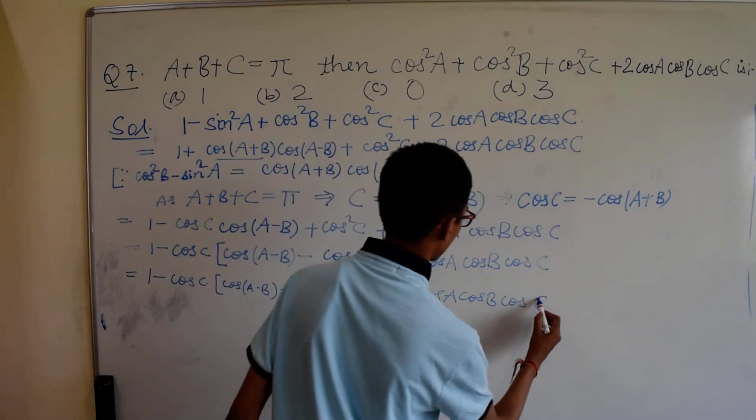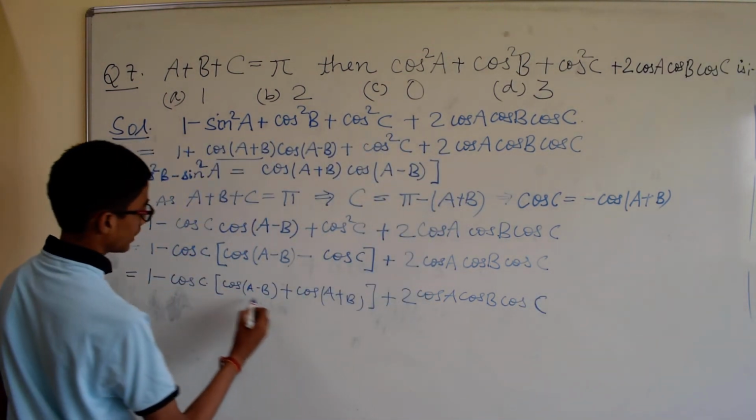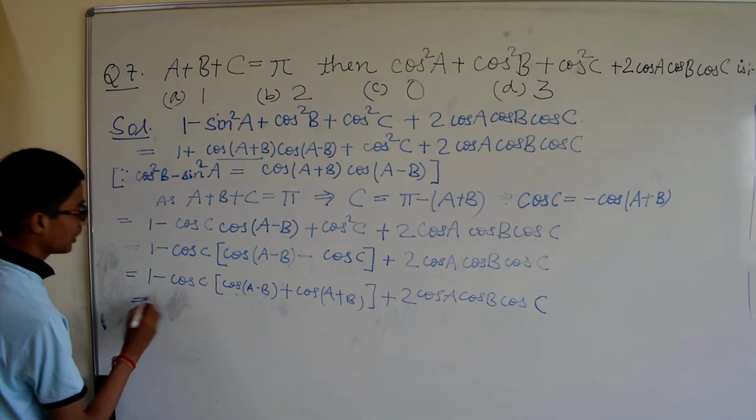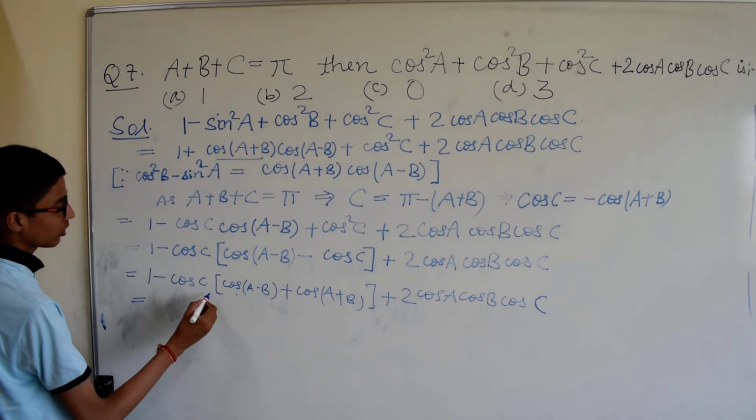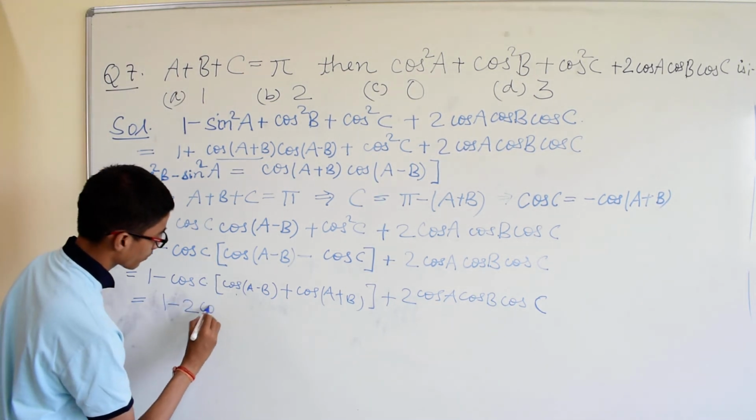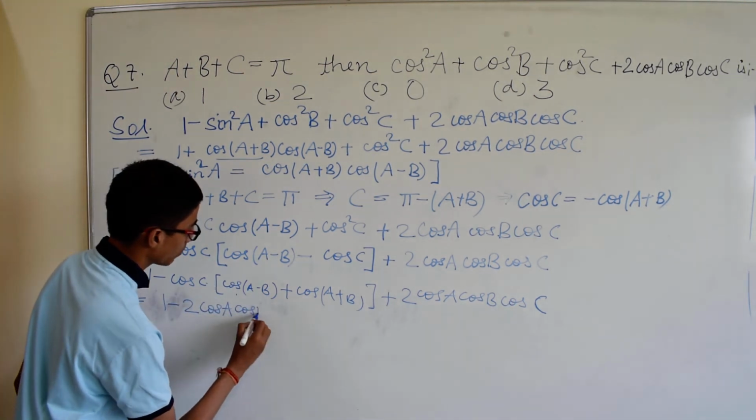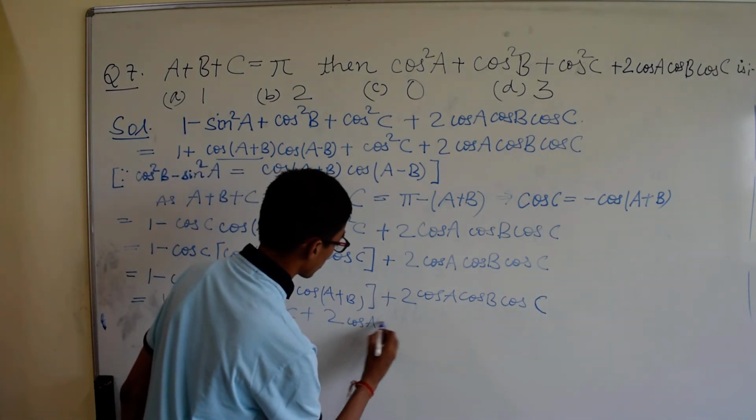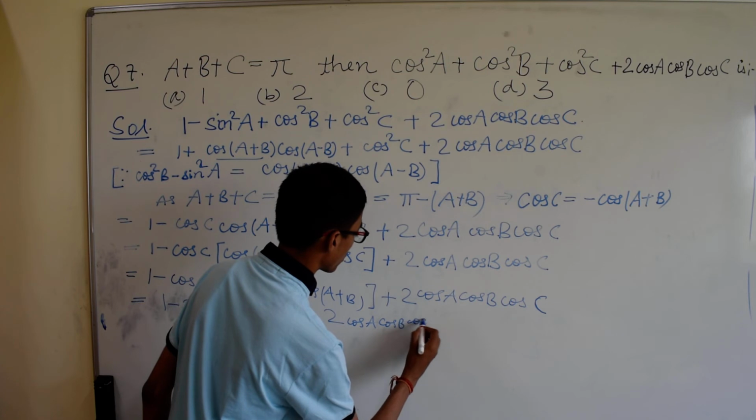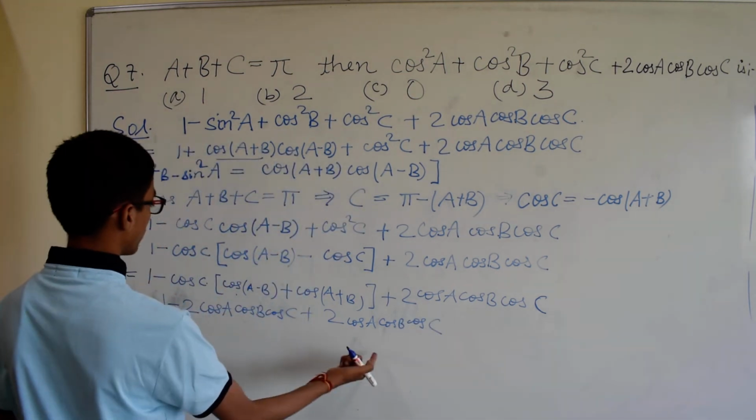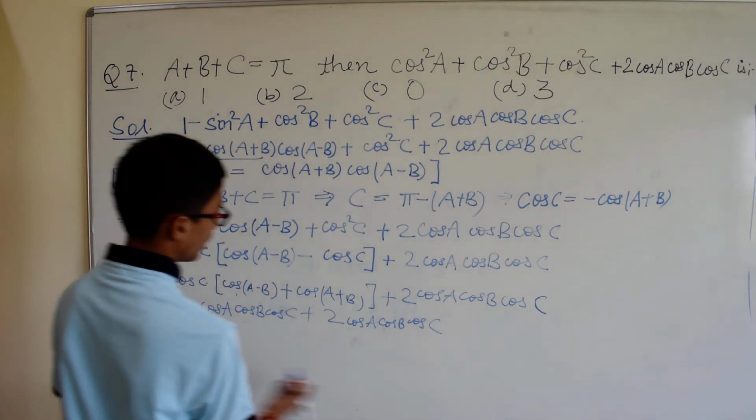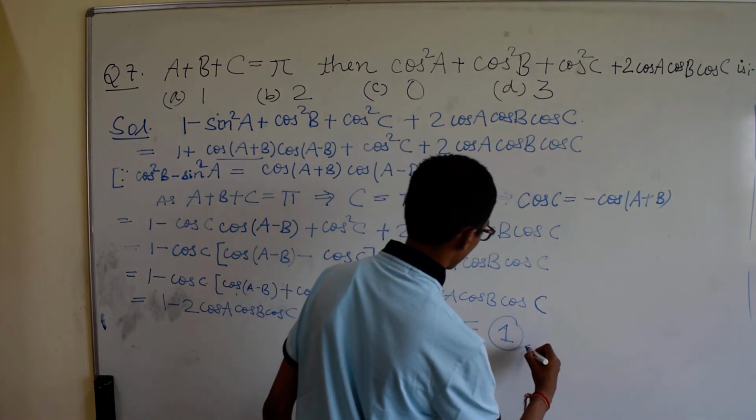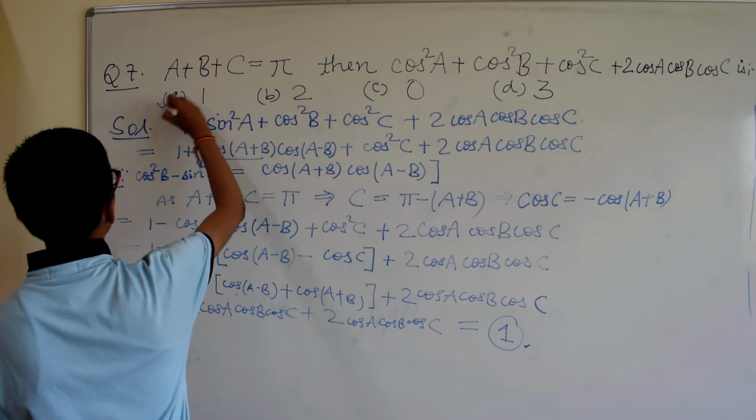Now you just expand or use the identity for this bracket: cos A minus B plus cos A plus B will be 2 cos A cos B, multiplied by cos C. So 1 minus 2 cos A cos B cos C plus 2 cos A cos B cos C. These two terms cancel out, they are additive inverses of each other, and what we are left with is only 1, a constant. So the first option is correct.